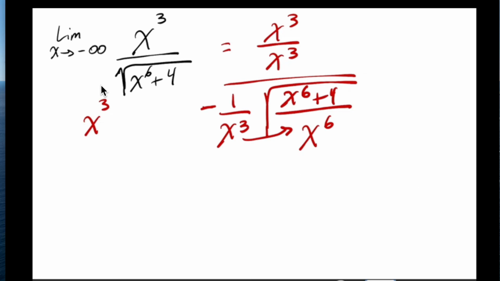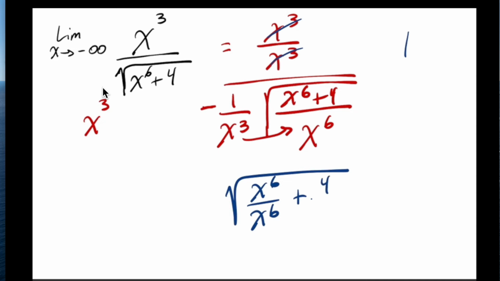Okay, so up top, these are going to cancel out, and we're going to end up with 1. So everything we're dealing with is going to be in the denominator. All right, so we're going to have in the denominator x to the 6 over x to the 6 plus 4 over x to the 6th. This is going to go to 0. This is going to go to 1. So we're going to end up with the square root of 1 over 1, which is just a positive 1.